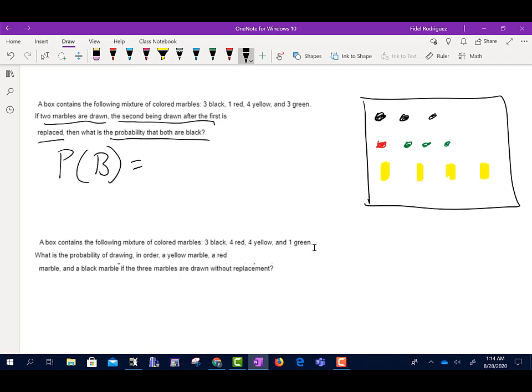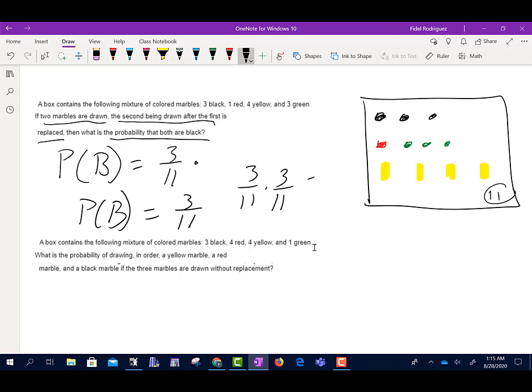So how many marbles do we have? We have 3, and that is another 4 is 7, and another 4. It looks like we've got a total of 11 marbles, right? So 3 out of 11. And then we're going to get another black marble, but we replaced it. So there's still 3 out of 11. So 3 out of 11 times another 3 out of 11 should give me 9 out of 121.